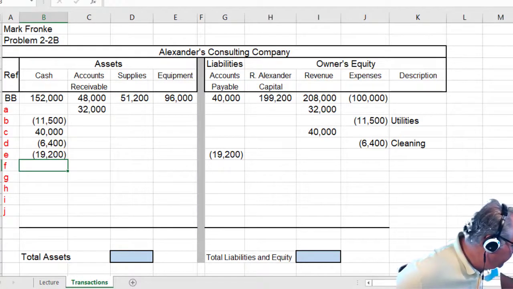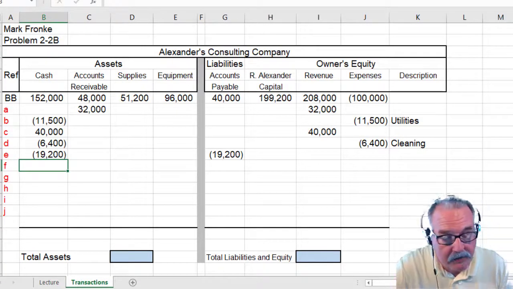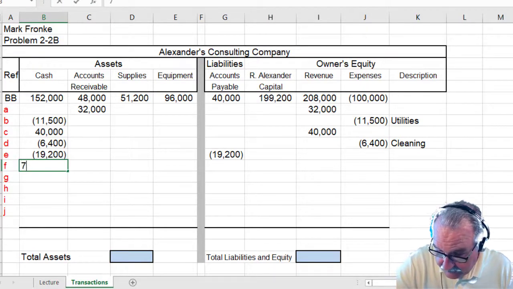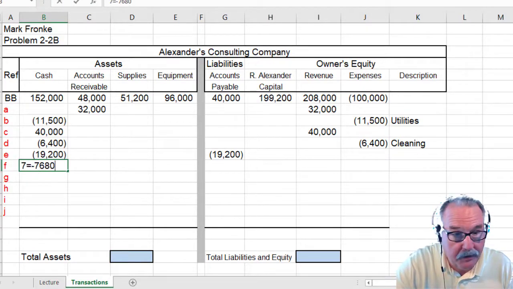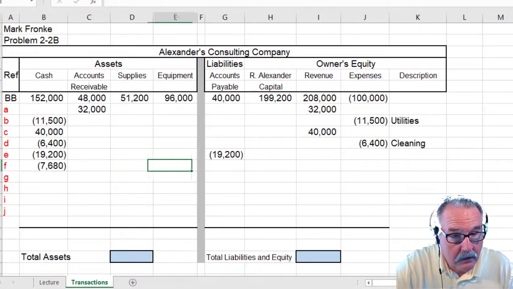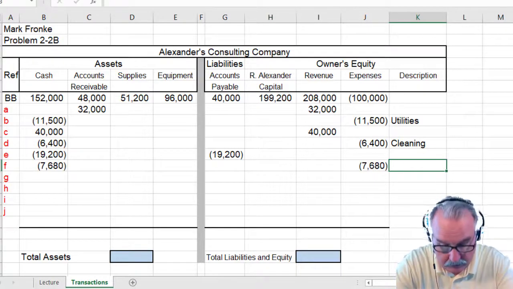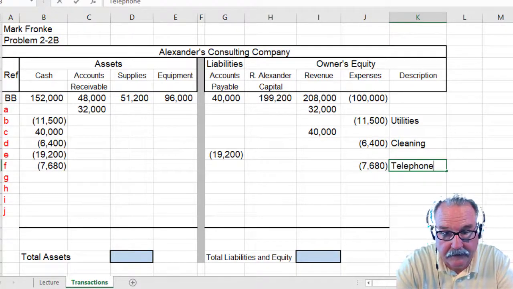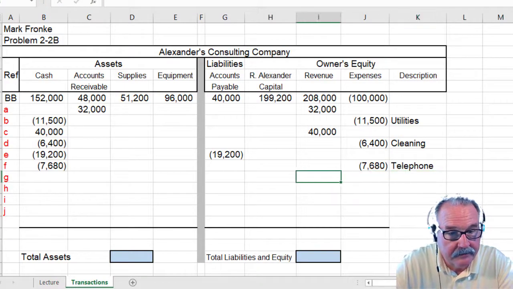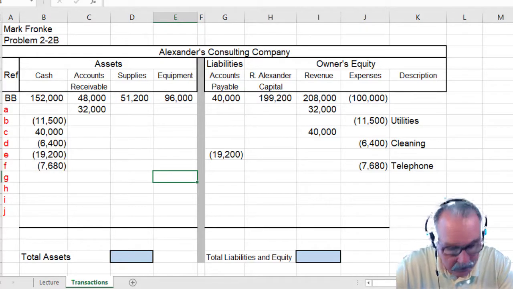On the top of the next page, paid $76.80 in cash for the phone bill. $76.80 is negative. We wrote a check. Oops. And we're going to record telephone expense. Cash going down, and an expense is going, making equity go down because it's negative.